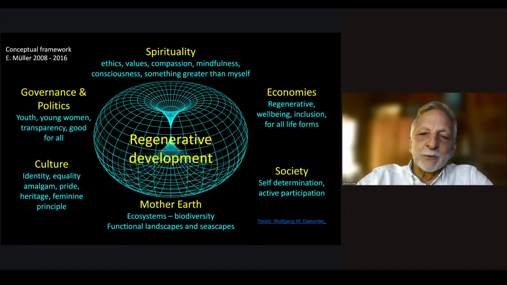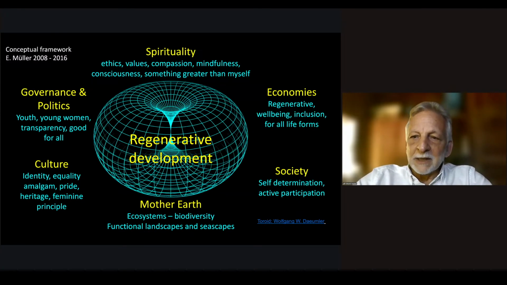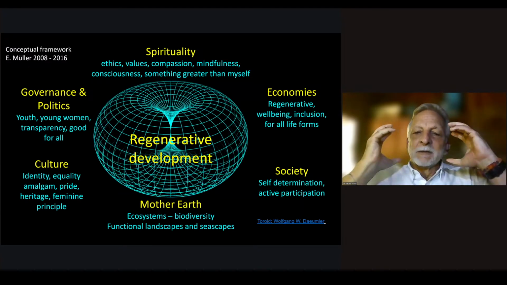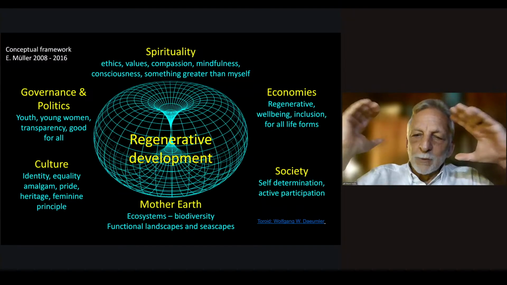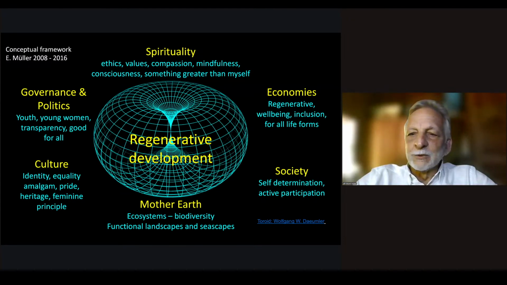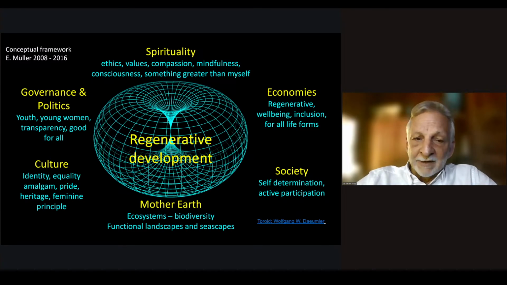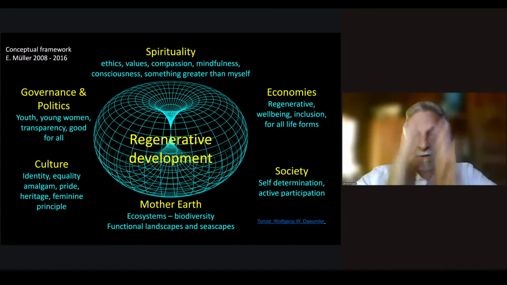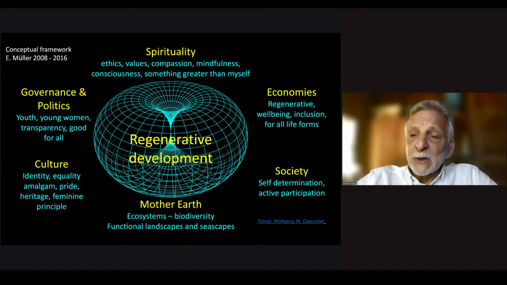So that's where I came up with this model of regeneration. It's Mother Earth at the bottom, functioning biospheres, biodiversity, ecosystems at the landscape level. So bioregional development will be the future. It won't be national development. It will be at bioregional level where we have identity. At the other side of the vortex of the toroid is spirituality.